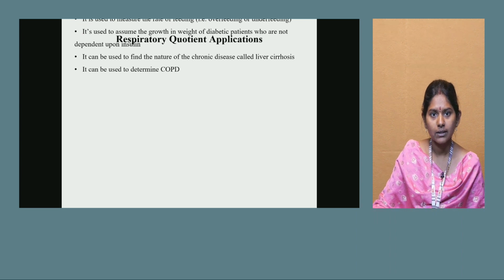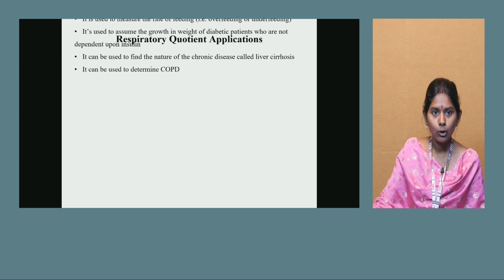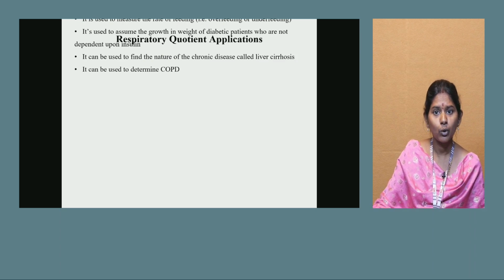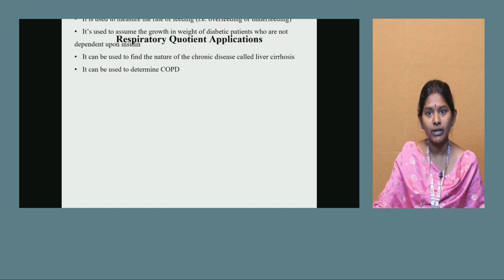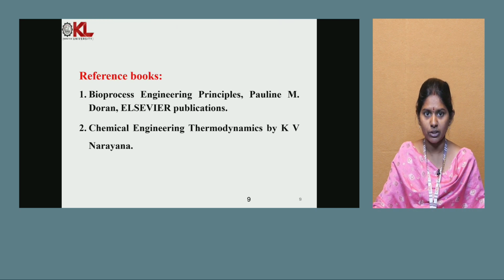So what are the applications of the respiratory coefficient, or where can we apply it? The respiratory coefficient can be used in the determination of the basal metabolic rate, to find the nature of chronic diseases like liver cirrhosis, and to calculate the growth in weight of diabetic patients who are dependent on insulin. It can also be applied in fatty acid and lipid profiling.